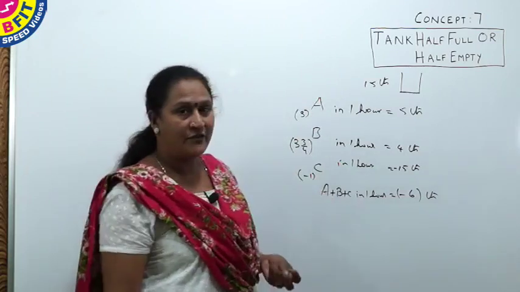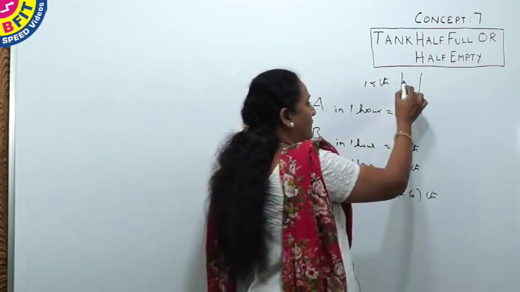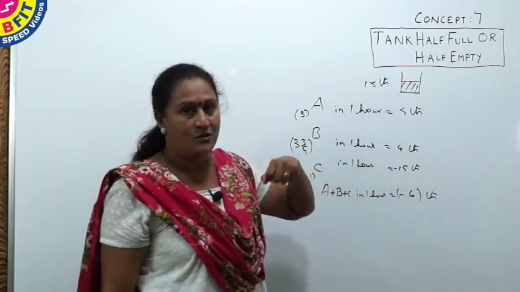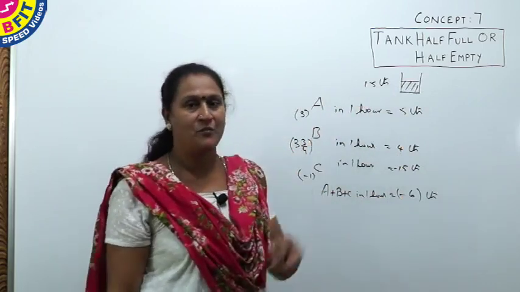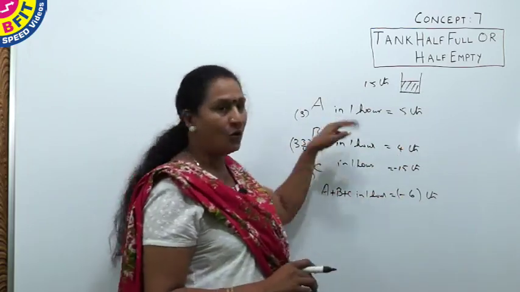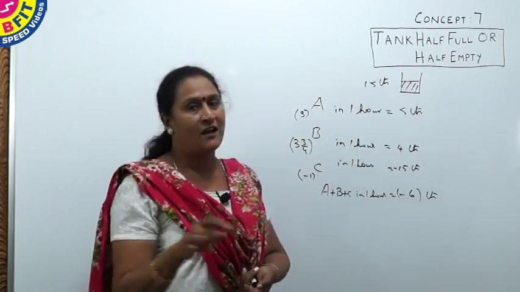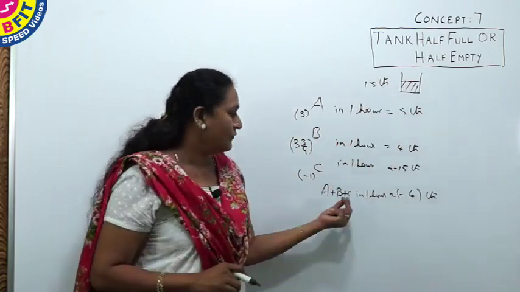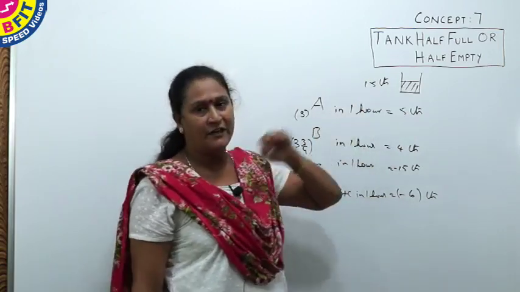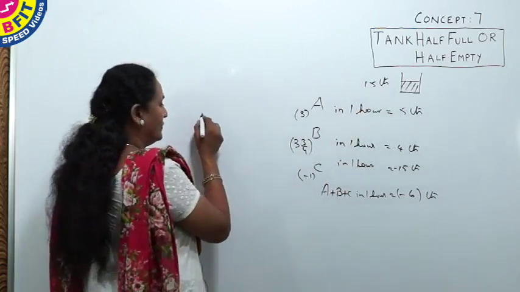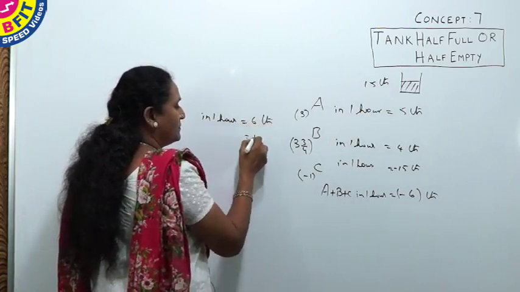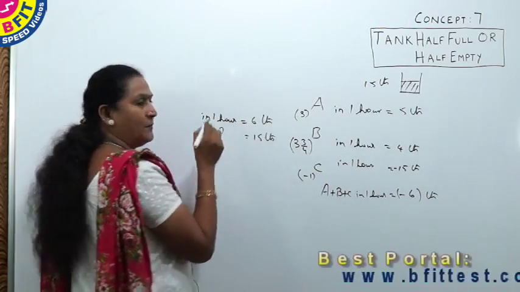Now we are asked to find this if the taps are opened when the tank is half filled. Half filled means, since we have taken the LCM 15, half filled will be 15/2 or 7.5. But instead of doing all this, we'll see the time taken by these pipes to empty the whole 15 liters, and there we can take half of the time. In 1 hour they can empty 6 liters. In how many hours can they empty 15 liters?